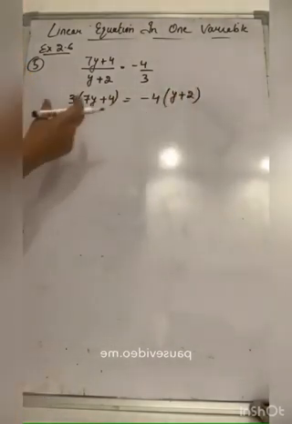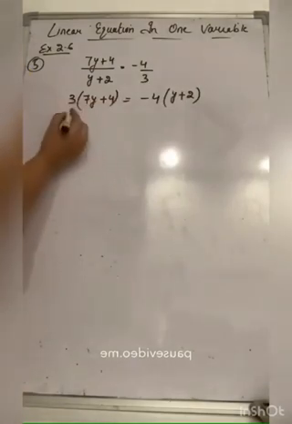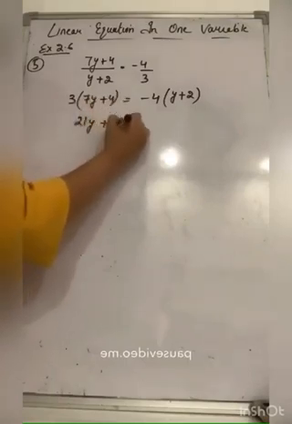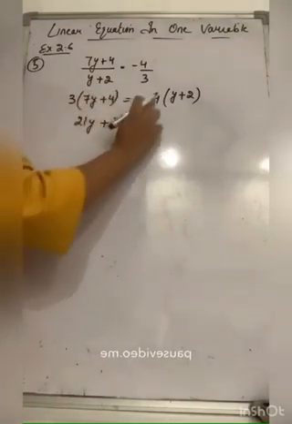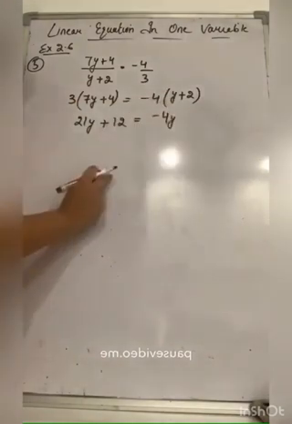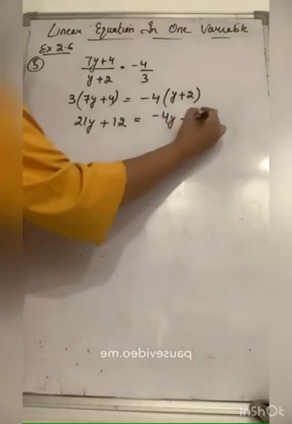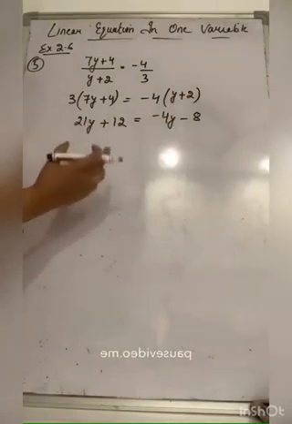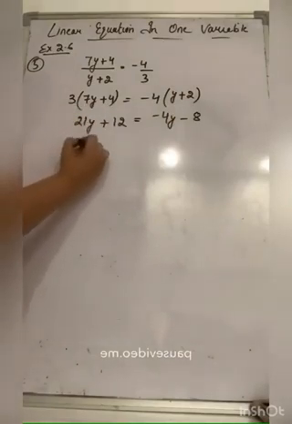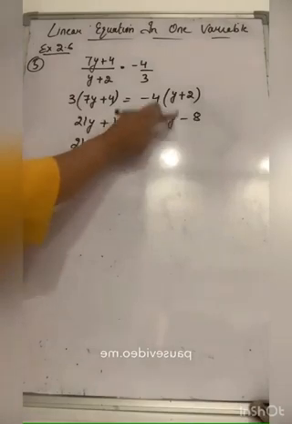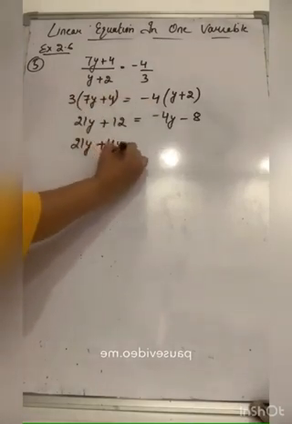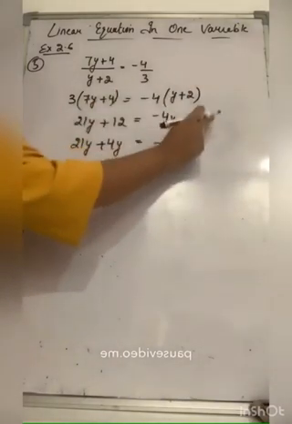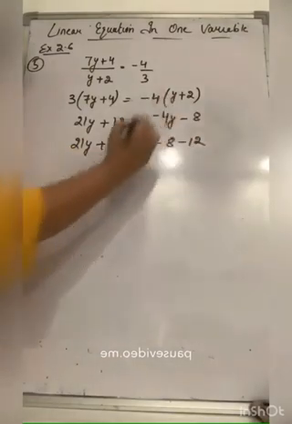Now what we have to do? We have to open the brackets on both the sides. 3 into 7y, 21y, plus 3 fours are 12, minus 4 into y, minus 4y, minus 4 into 2, minus 8. Now beta, we have to combine the like terms. So 21y minus 4y will come on the left hand side. It will become plus 4y minus 8. And this plus 12, when it goes on the right hand side, it will become minus 12.